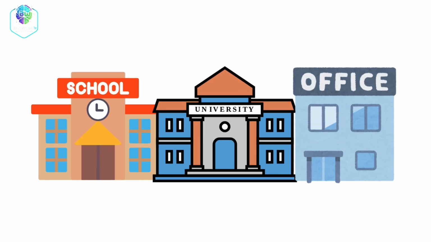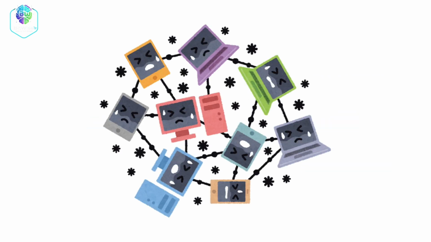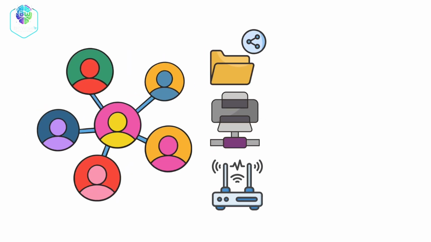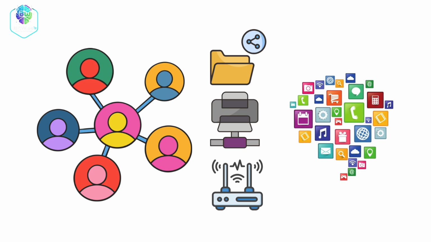Now think about a school, university, or office. Hundreds of computers are connected together through a network. This allows users to share files, printers, internet connections, and applications. Instead of each computer working independently, networking allows them to work as a connected system.